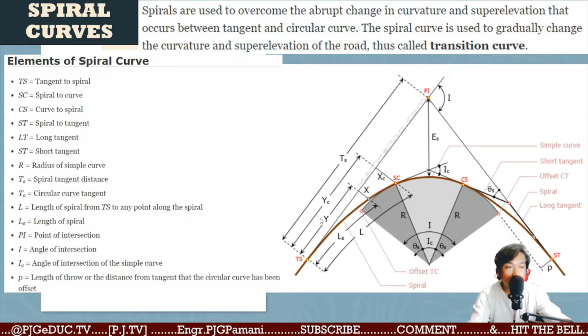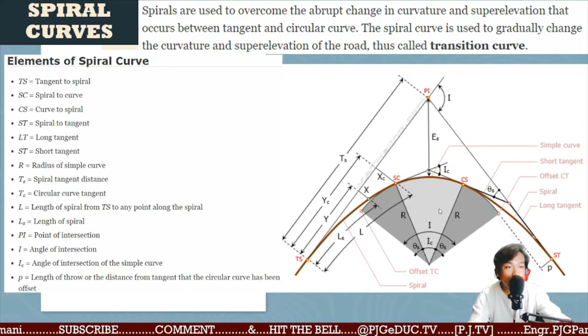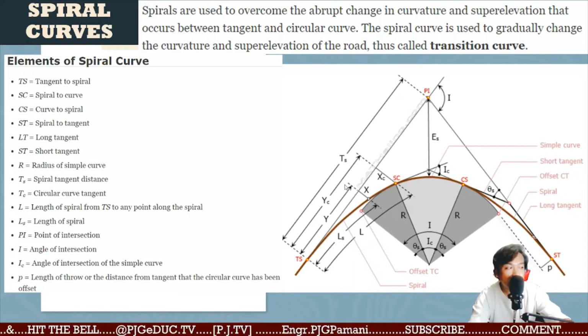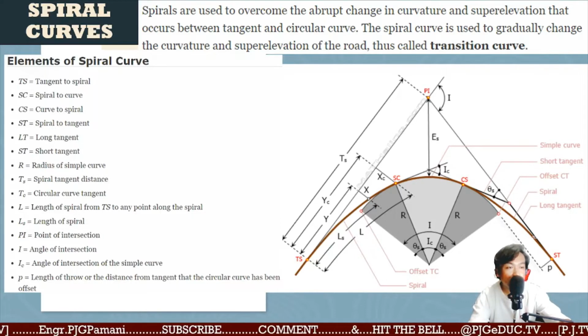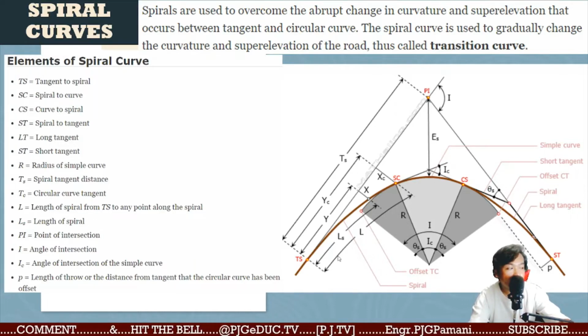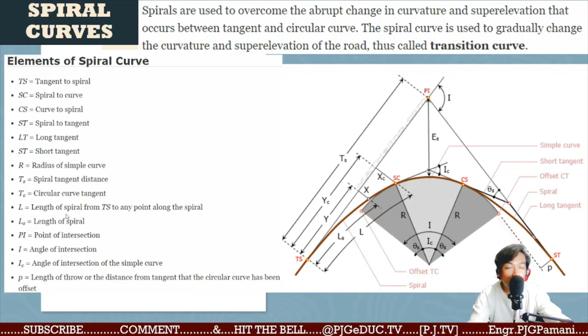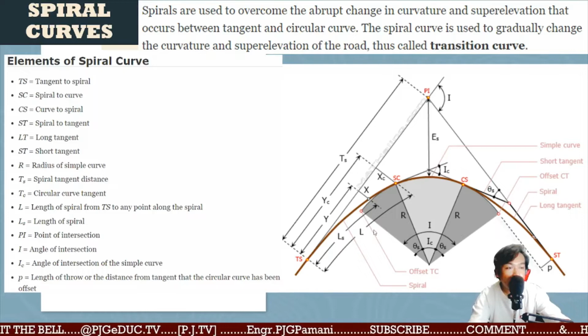ST is your short tangent. R is the radius of the simple curve, which is in this figure. TS is the spiral tangent distance, which is TS to SC. And TC is your circular curve tangent. TC, ano ba yung TC dyan? T sub C is your circular curve tangent, or yung length ng curve sa TS going SC. Then length of the spiral from TS to any point along the spiral. L is the length of the spiral.